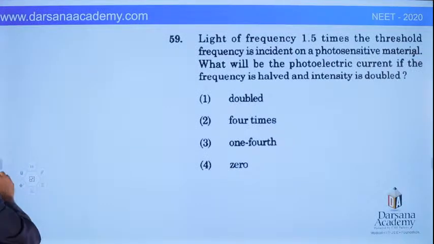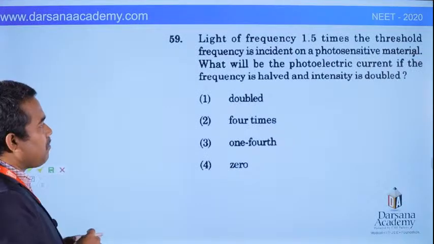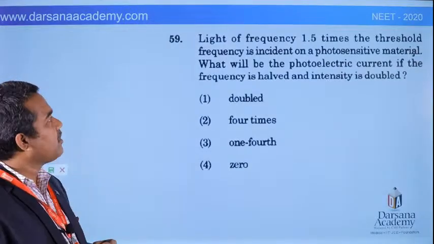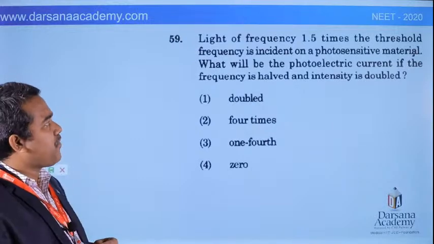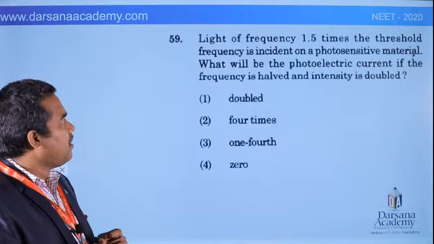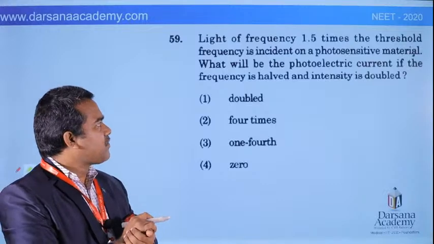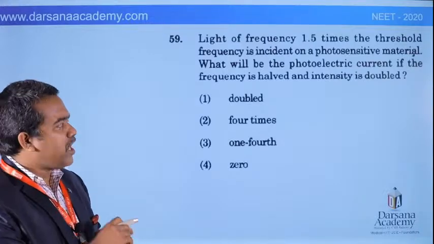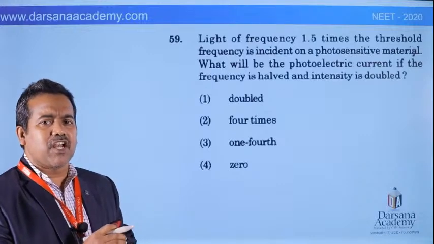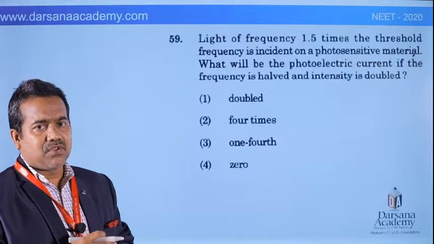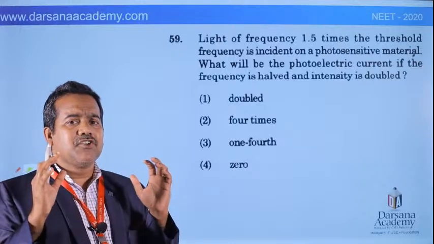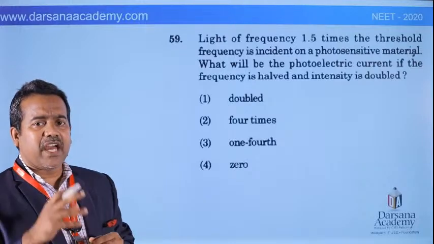Now the 59th question, a good question from modern physics, the photoelectric effect, but a tricky question. Light of frequency 1.5 times the threshold frequency is incident on a photosensitive material. What will be the photoelectric current if the frequency is halved and the intensity is doubled? We can roughly think that the current purely depends upon the intensity, but here the incident frequency should have a higher value compared to the work function. So that is the very important one.